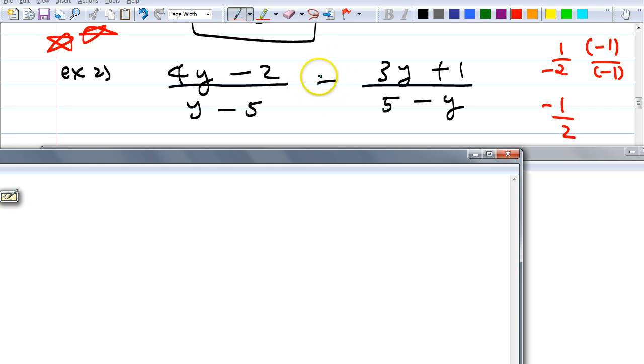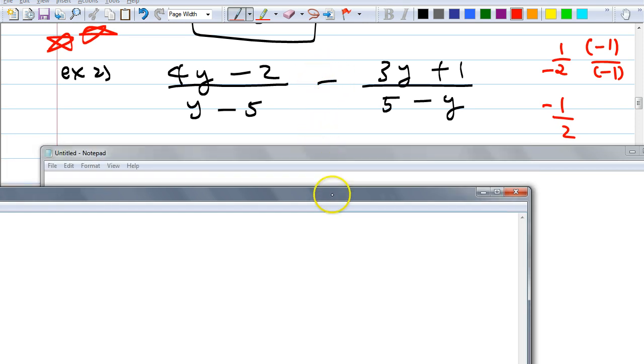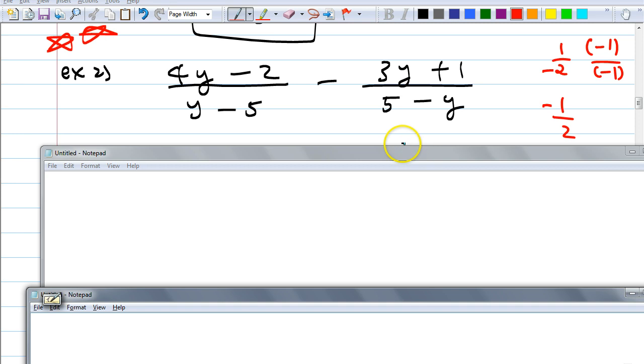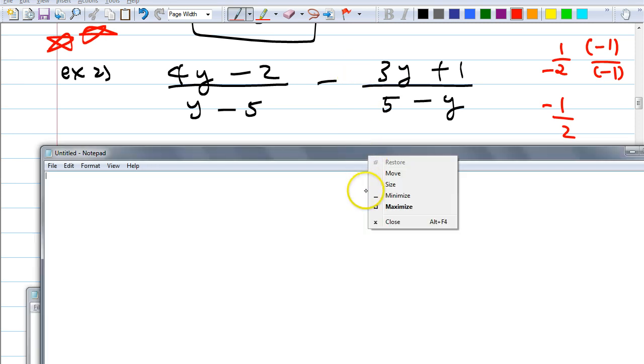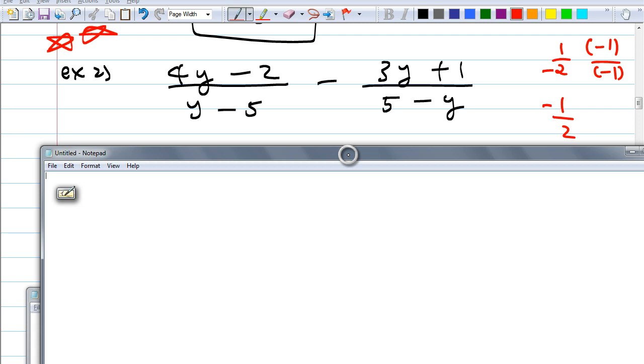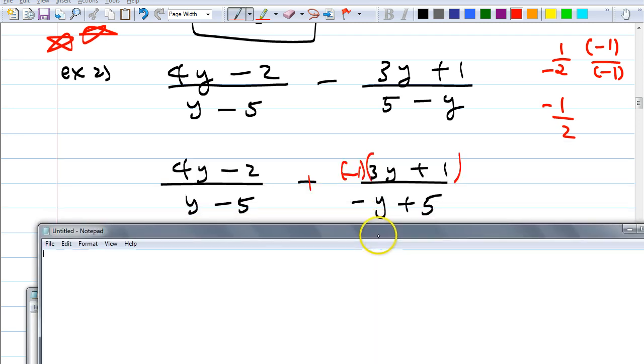Let's change this subtraction to addition. And then you write what? Negative 1 times that 3y plus 1. Do we need the parentheses around it? Yes, we do. Okay. So are we good there, guys?